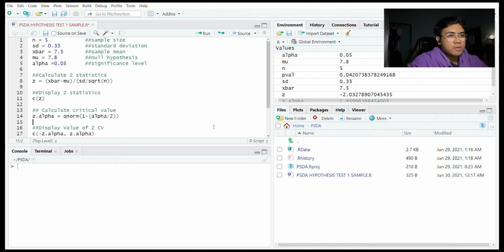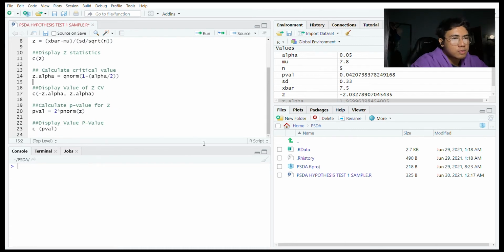Assalamualaikum, my name is Amiruddin, and now I will start with hypothesis test one sample using RStudio.